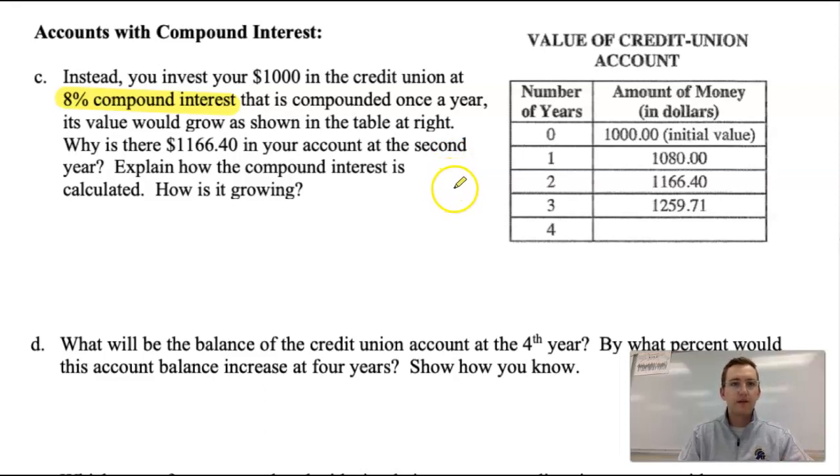All right, so its value would grow, like we can see in the table right here. Why is there $1,166.40 in our account at the second year? If we look at our first table with our savings bond, this number in year 2 was $1,160. So obviously that's not the same.